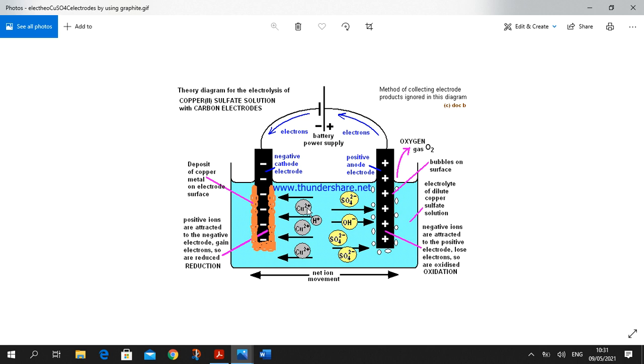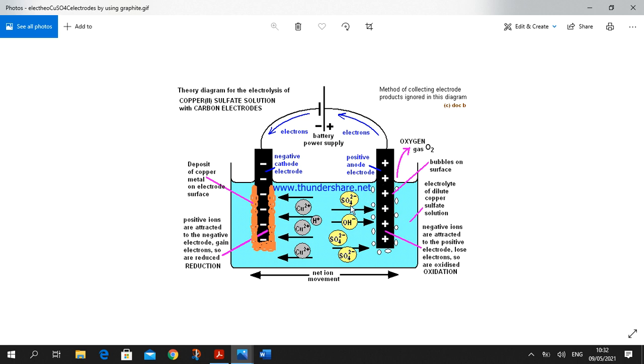Hydrogen and copper ions are attracted to the cathode, where copper is less reactive than hydrogen according to the chemical activity series. So what happened? Each copper ion gains 2 electrons, is reduced and changes into copper metal, where the copper metal deposits on the electrode surface as we see.